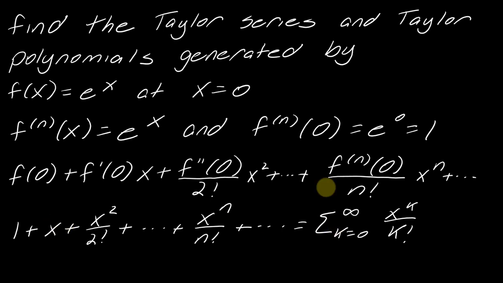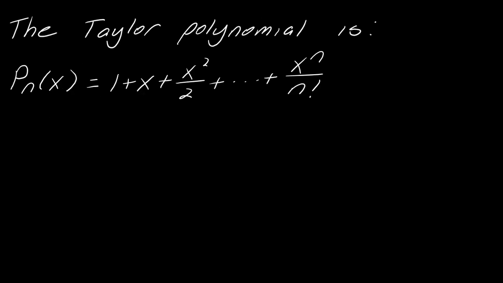So this is a classic Taylor series. It's pretty easy to generate. It's pretty quick to come up with. Okay, so the Taylor polynomial then, in general, is just going to be this form. And so I have the nth term, and it just ends at x to the n over n factorial.